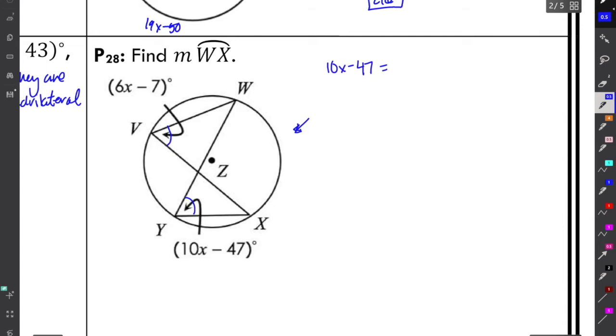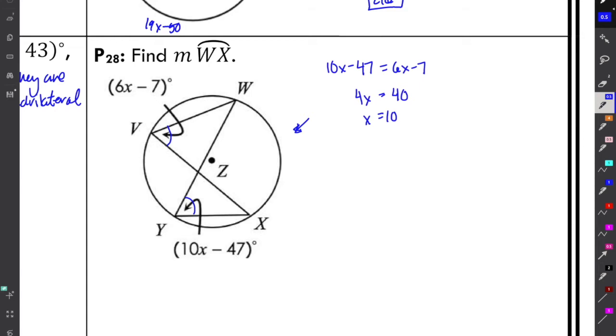10x minus 47 equals 6x minus 7. Subtract 6x from both sides. 4x is equal to whatever 47 minus 7 is. That's 40. So x is equal to 10. Okay, now find either one of the angles. Since they're equal, we can plug into either one. And then that'll give us half of WX.